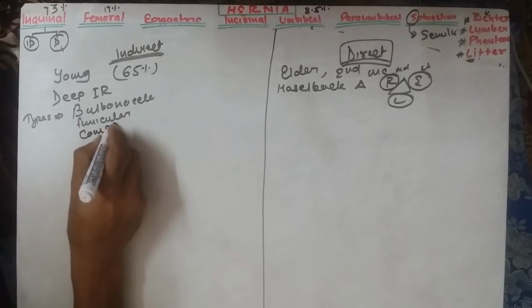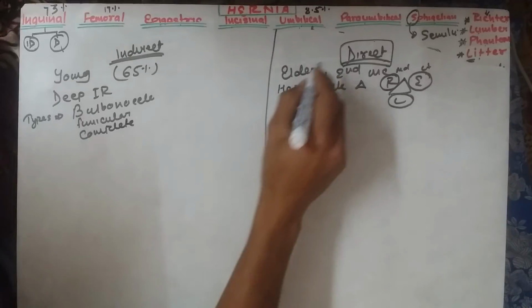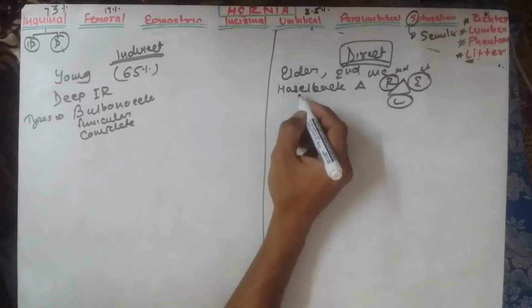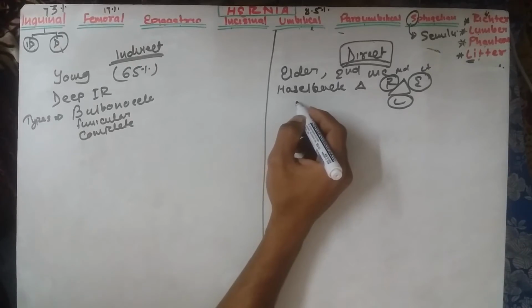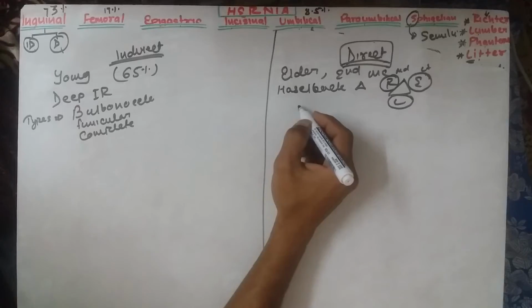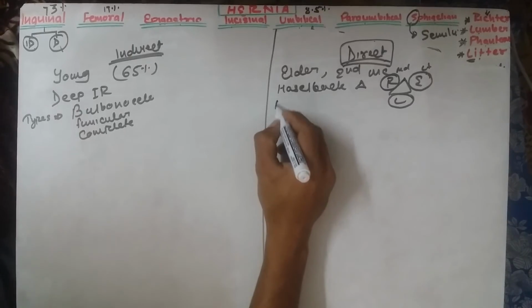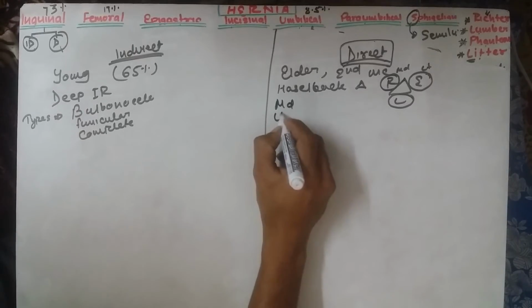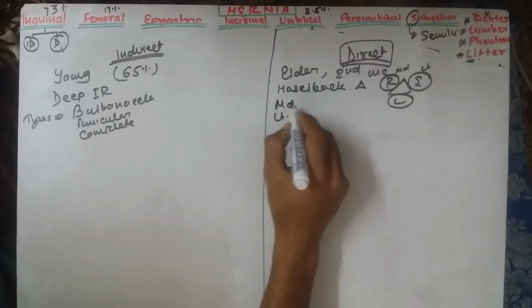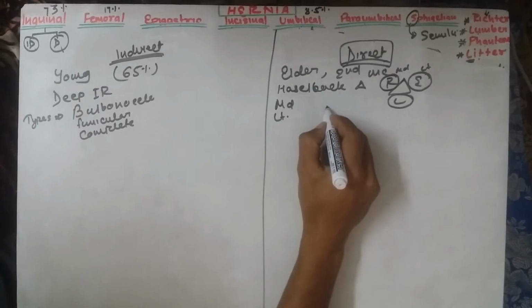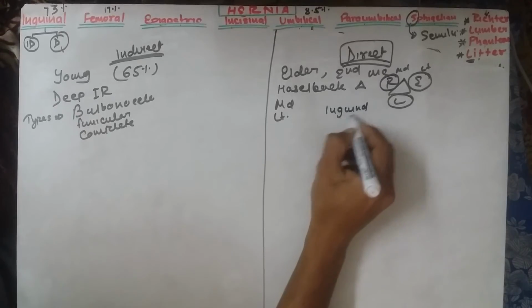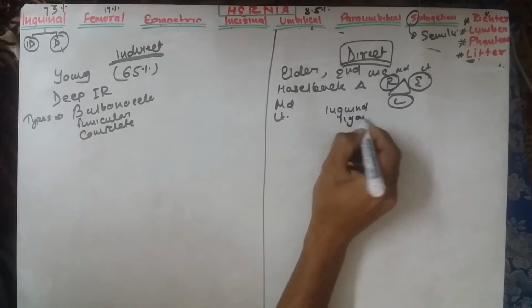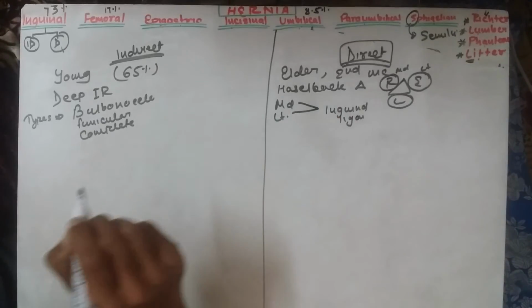Whereas the direct type of inguinal hernia is divided into medial and lateral according to their site, whether they are medial to the umbilical ligament or lateral in relation to it. It can be medial or lateral.